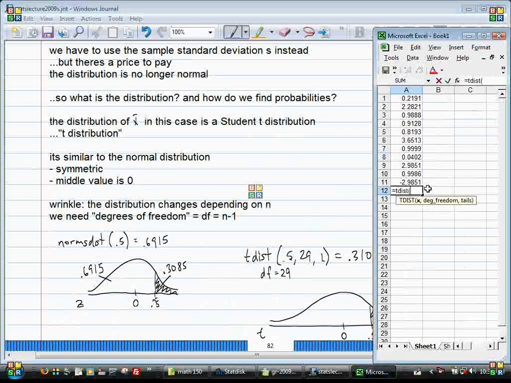Now when you put in T dist, what do you have to tell it? You have to put in the x, you have to put in your degrees of freedom, and you have to put in tails. In this case, Excel is nice. It gives you the option of saying how many tails you want. So let's say that our T value is 0.5, our degrees of freedom is 29. Let's say we want the area in one tail. There you go.